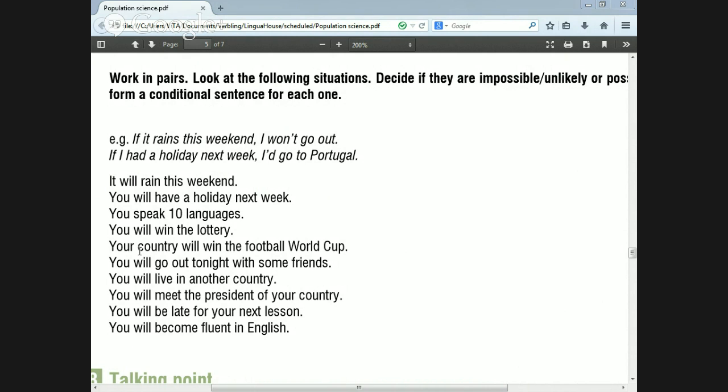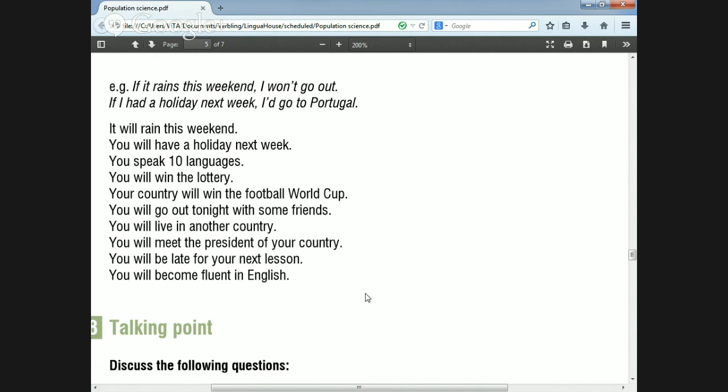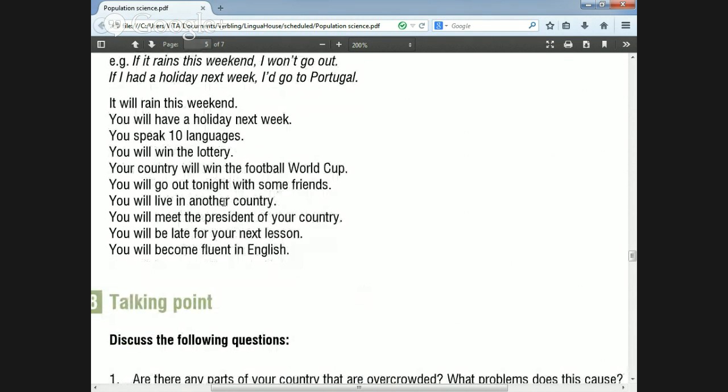Good. Okay. Roger, you will go out tonight with some friends. How would you form that sentence? So what will you do if you go out tonight with some friends? Any ideas? Hello? Are you there?